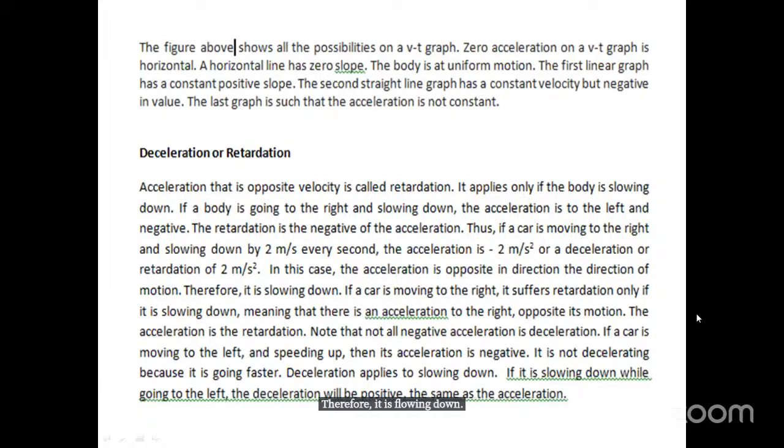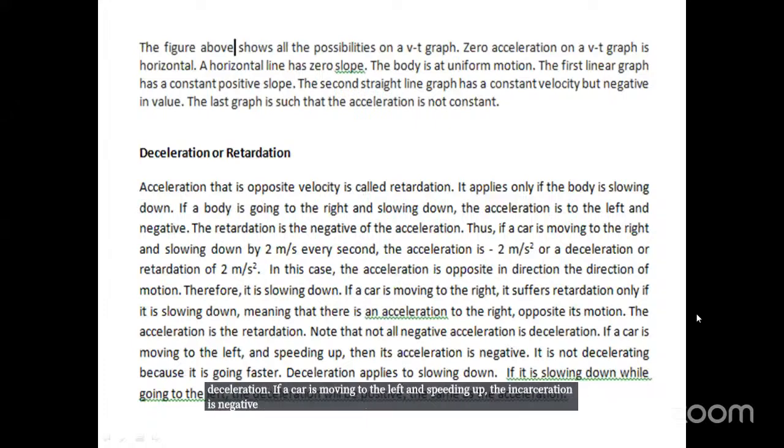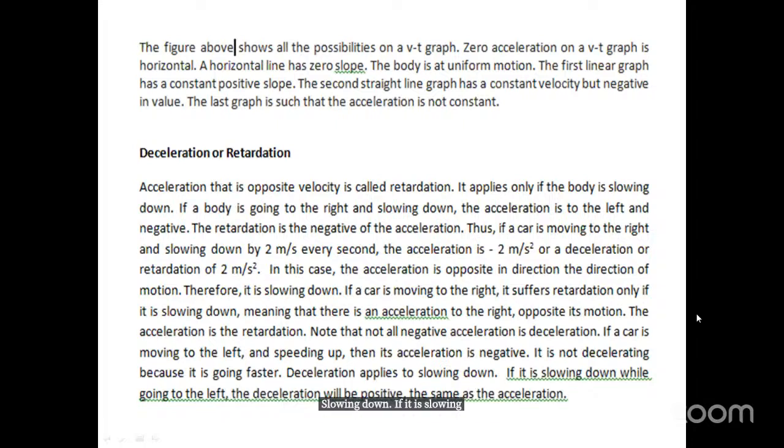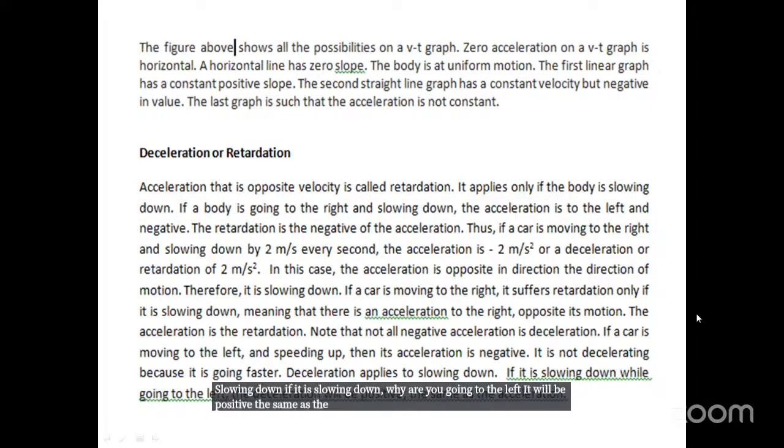But if a car is moving to the right, it suffers retardation only if it is slowing down, meaning that there's an acceleration opposite its motion. The acceleration is the retardation. Note that not all negative acceleration is deceleration. If a car is moving to the left and speeding up, then its acceleration is negative. It is not decelerating because it is going faster. Deceleration applies to slowing down. If it is slowing down while going to the left, the deceleration will be positive, the same as the acceleration.